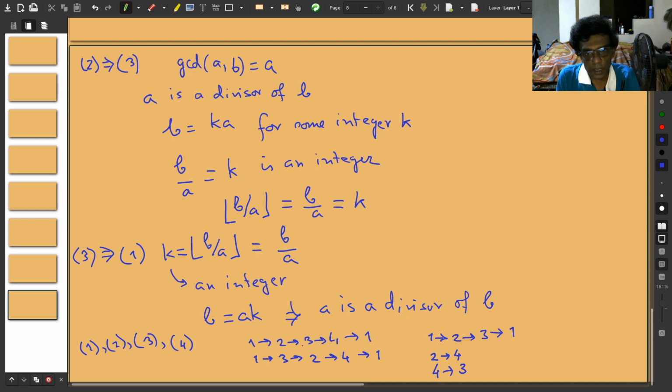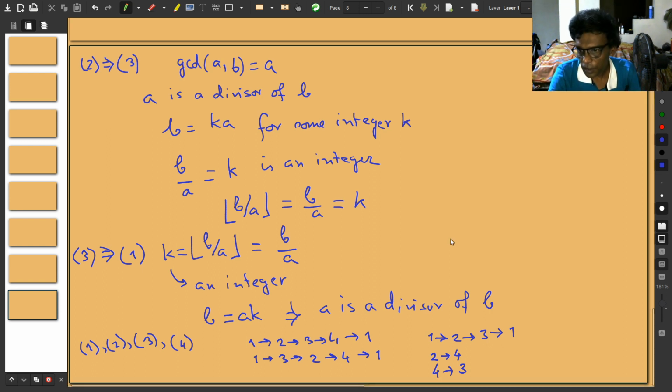So let us see why. 1 implies 2, 2 implies 3, 3 implies 4. But here I have proved 3 implies 1. So I prove that 3 implies 4 also is true, because 3 implies 1, 1 implies 2 and 2 implies 4. So 3 implies 4. And why 4 implies 1? Because 4 implies 3 and 3 implies 1. So such cycles of implication can be proved easily.